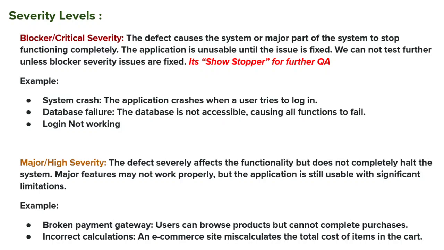Major or high severity. After blocker and critical severity, next comes major or high severity. This is a defect which severely affects the functionality but does not completely halt the system. During test execution, if you find such a bug because of which some functionality of the application is not working, but other parts of the system are working correctly, these issues are basically major or high severity issues.